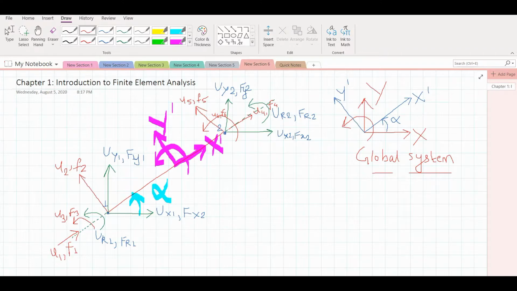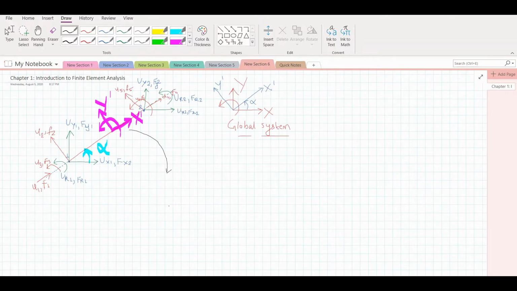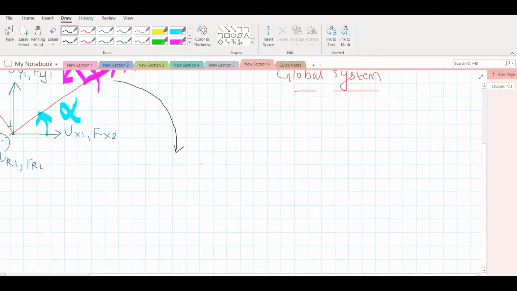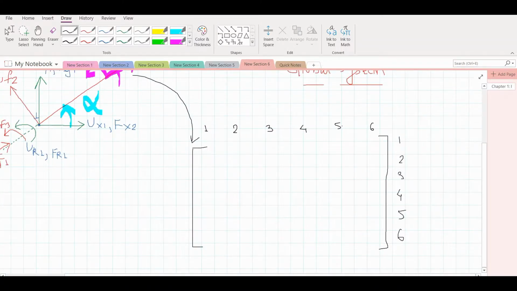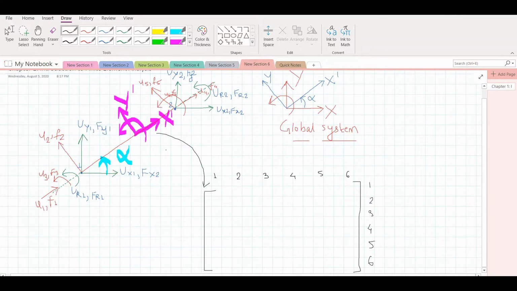For a generalized case like this, when an element is inclined to the horizontal by an angle alpha, we can have one stiffness matrix for the element. This stiffness matrix will be 6 by 6 matrix because we have 6 degrees of freedom. So these are our degrees of freedoms. Even if you look into your lecture notes or books, you can easily find this matrix being formulated there.